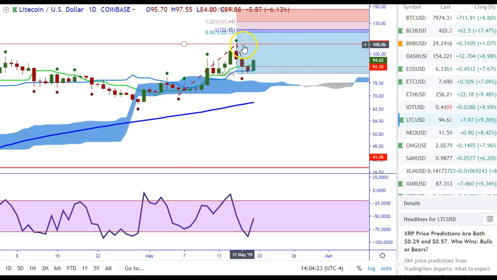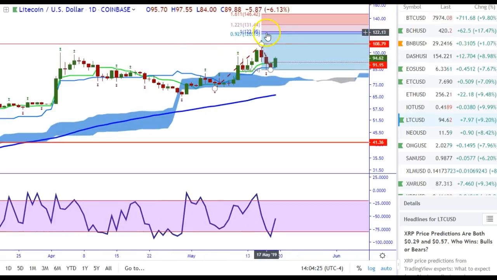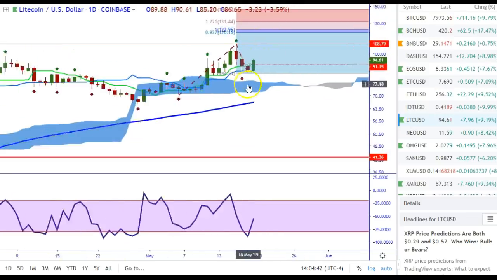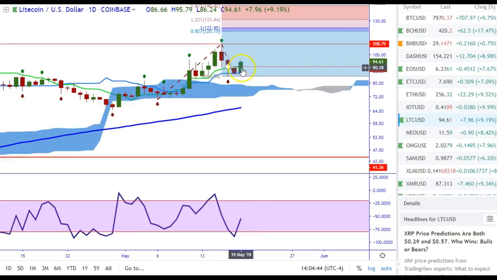Got to get past your two level as stated, and then your overall target would be up here, as I have it marked at 1.2. Now, what is that level? That's 122.95. That would be your one-to-one ratio level. That would be your measured move level for this trade, because you have a 1, 2, 3, and then shooting for 4 up here. So that's a good trade setup at this point, making a little bit of profit on that one.